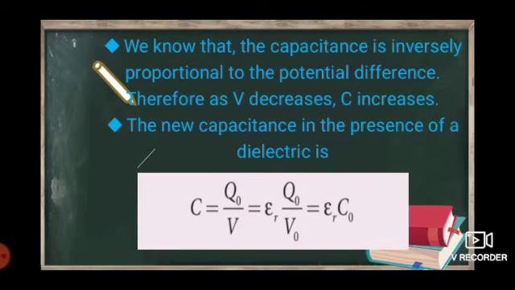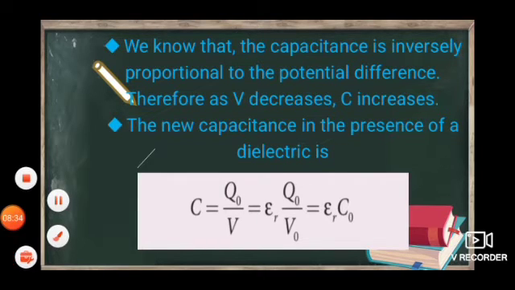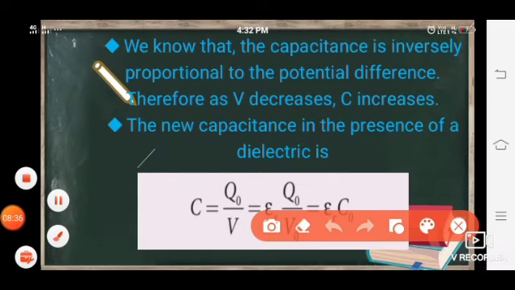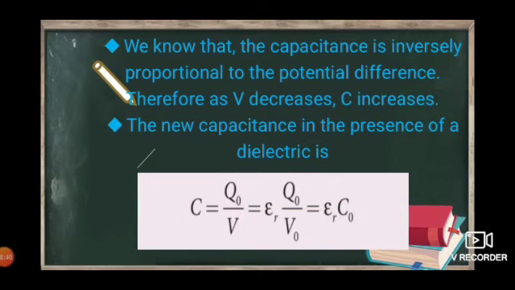So from these equations we are going to calculate the values of the capacitance of the capacitor. Generally we know that the capacitance of the capacitor is inversely proportional to the potential difference. You know the formula, that is C is equal to Q naught divided by V. So here the potential difference decreases, which means the capacitance increases.